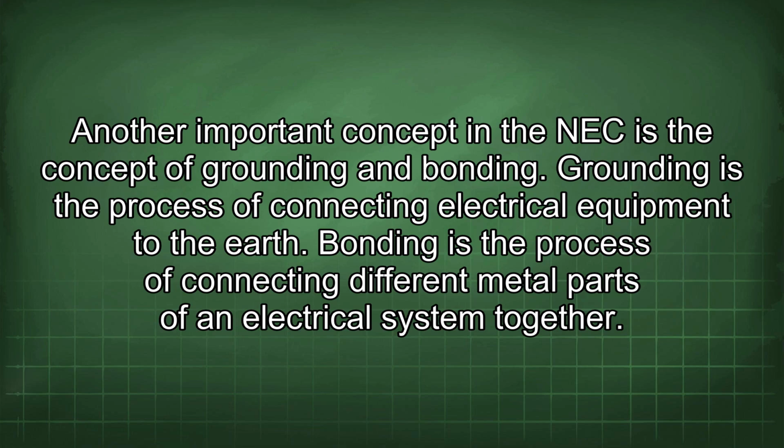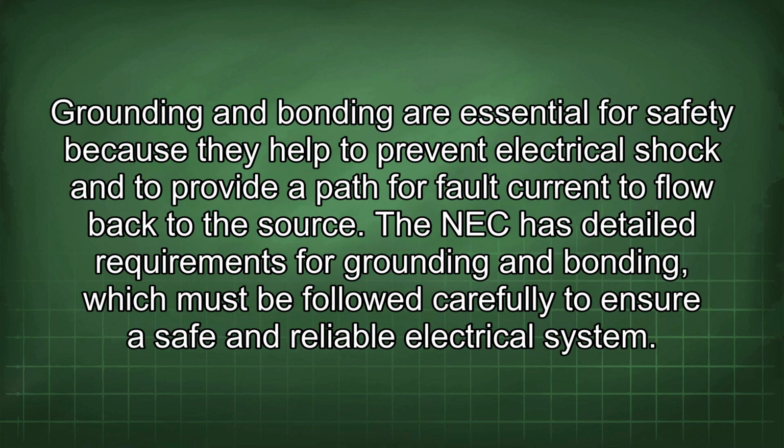Another important concept in the NEC is the concept of grounding and bonding. Grounding is the process of connecting electrical equipment to the earth. Bonding is the process of connecting different metal parts of an electrical system together. Grounding and bonding are essential for safety because they help to prevent electrical shock and to provide a path for fault current to flow back to the source. The NEC has detailed requirements for grounding and bonding, which must be followed carefully to ensure a safe and reliable electrical system.